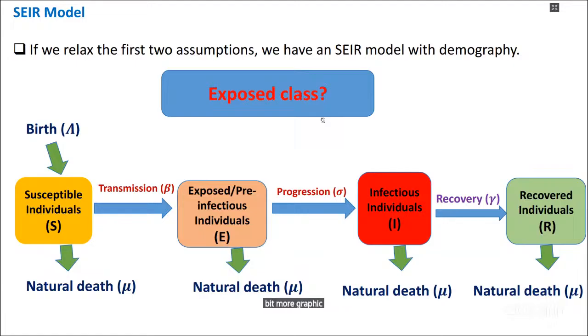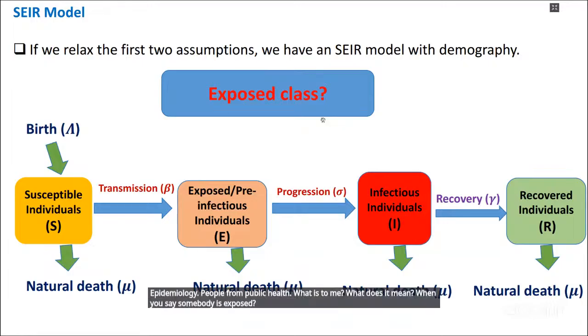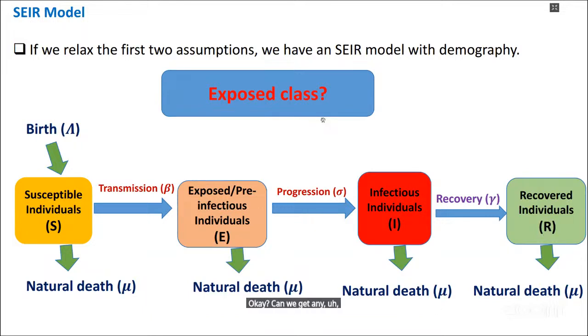We have included a fourth class called the what? The exposed class. I want to make a distinction in the word exposed. What do we mean by exposed in epidemiology? People from public health, what does it mean when you say somebody is exposed? Can we get the epidemiological definition of exposed? Susceptible. You are exposed means you are what? Epidemiologically. Okay? Do we agree?